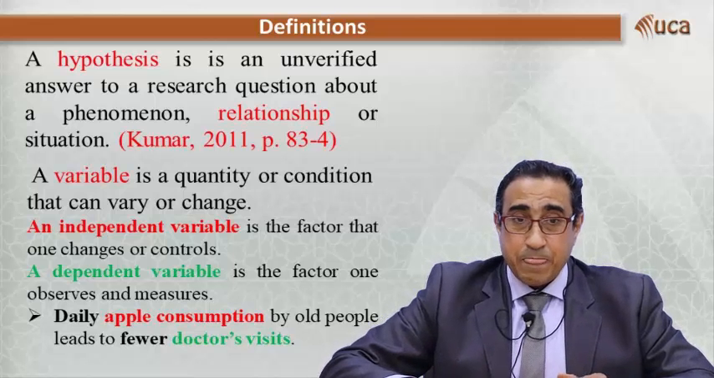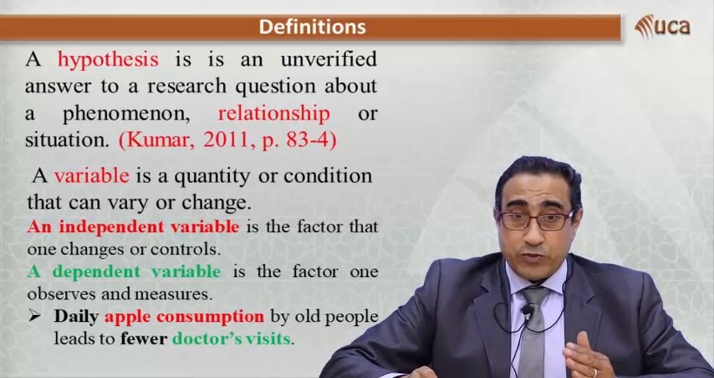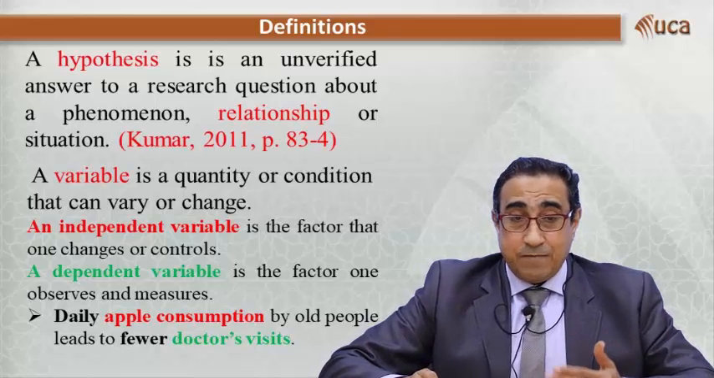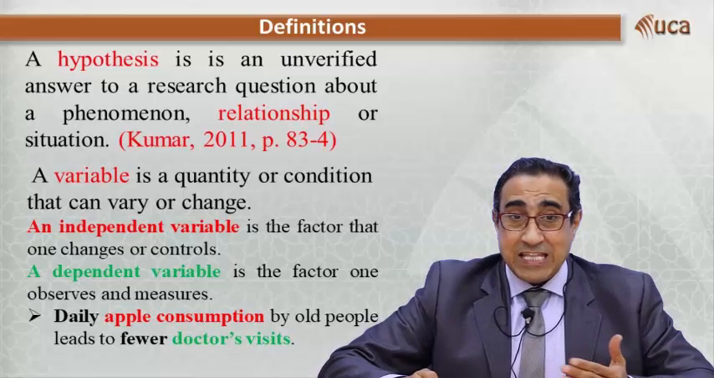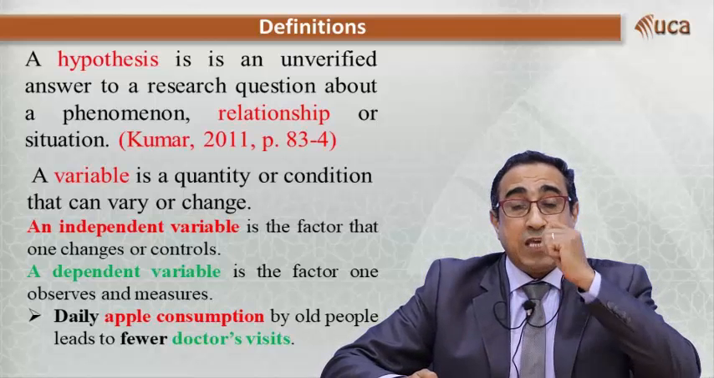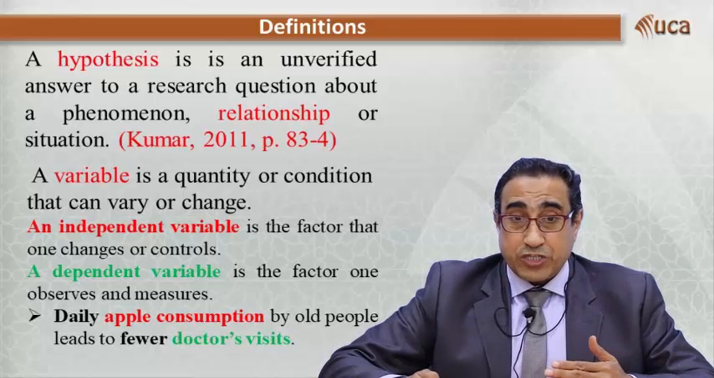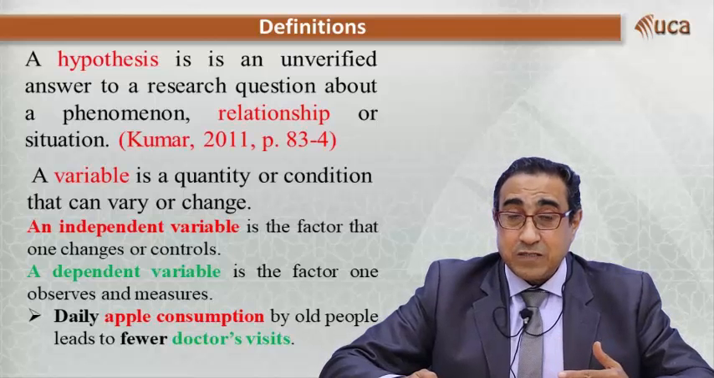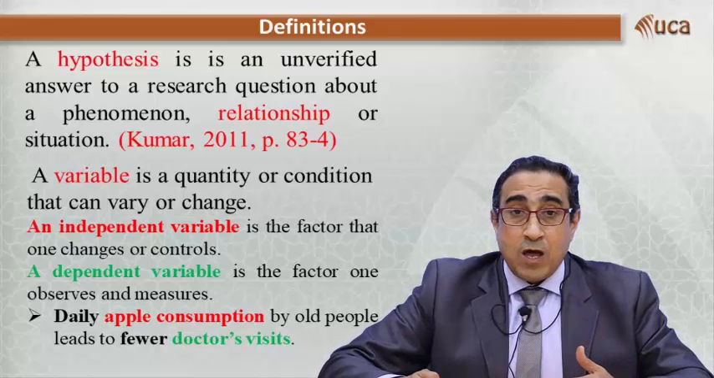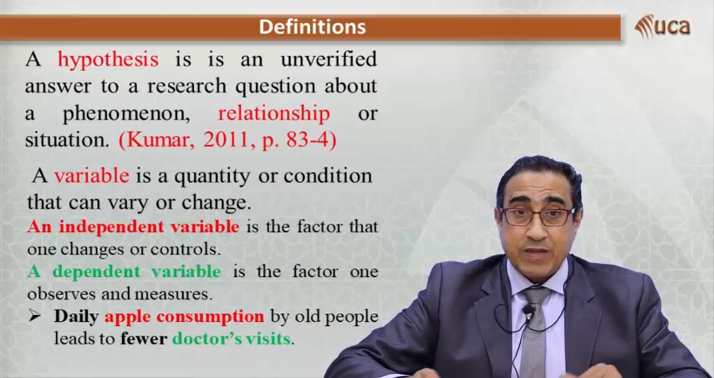Let's have an example. For example, daily apple consumption by old people leads to fewer doctors' visits. So, daily apple consumption is the independent variable that changes. It can be daily, it can be weekly, and so on. And it leads to fewer doctors' visits. So these visits depend on how much, or how many, apples the old people consume.